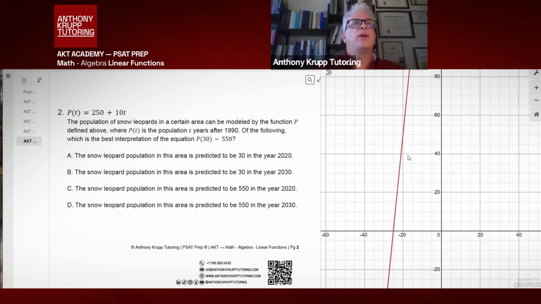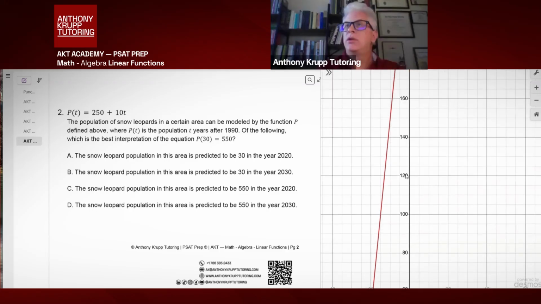Okay, so here we have a graph here. Because this is a real world problem, we have kind of an issue here. It's talking about the population T years after 1990. So that would clearly be like time zero. So if we zoom in a little bit.